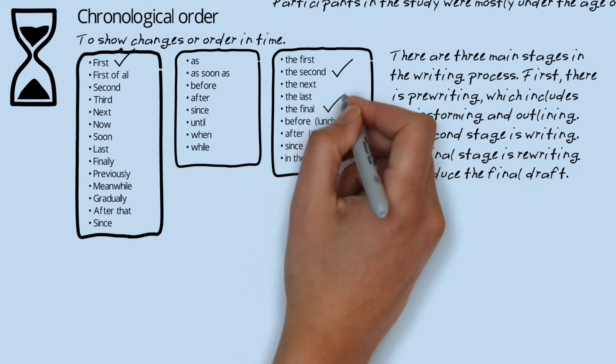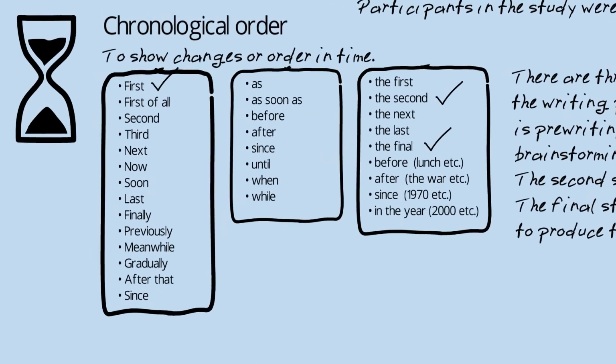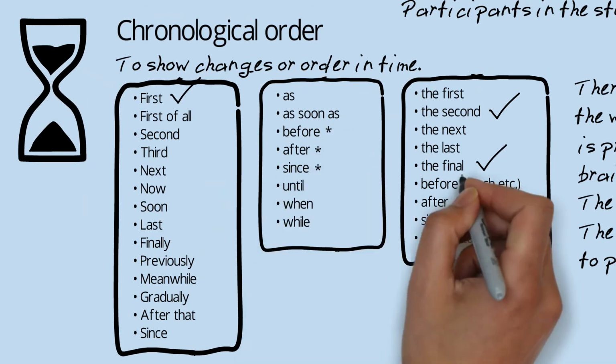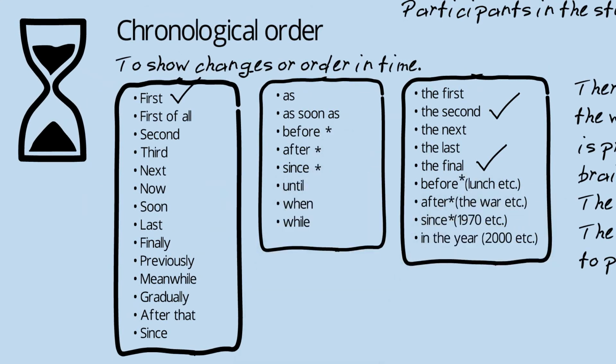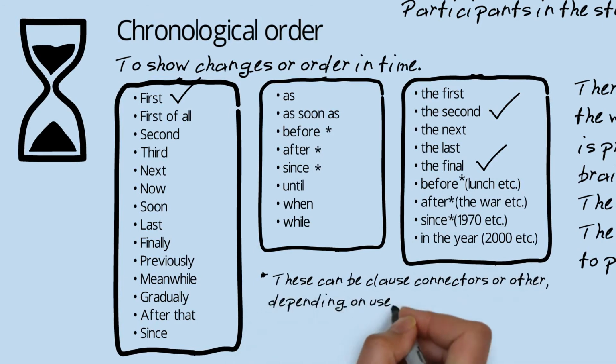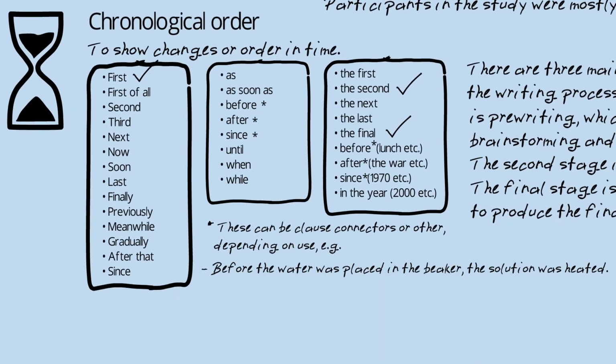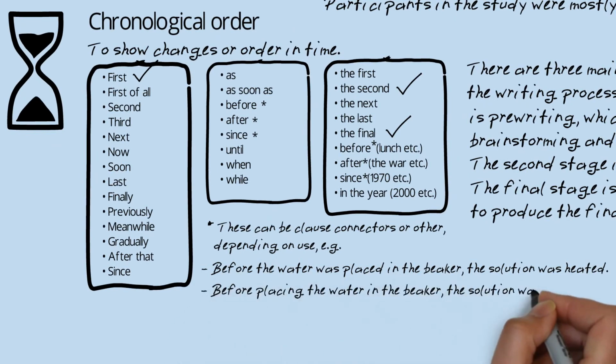You may have noticed that some of the words which are clause connectors are also listed as other transitions. And this is because the grammar depends on how they're used. For example, before the water was placed in the beaker, the solution was heated. So there it's a clause connector. Before placing the water in the beaker, the solution was heated. So there it's an other type transition signal, because it's followed by a noun phrase, placing the water in the beaker.